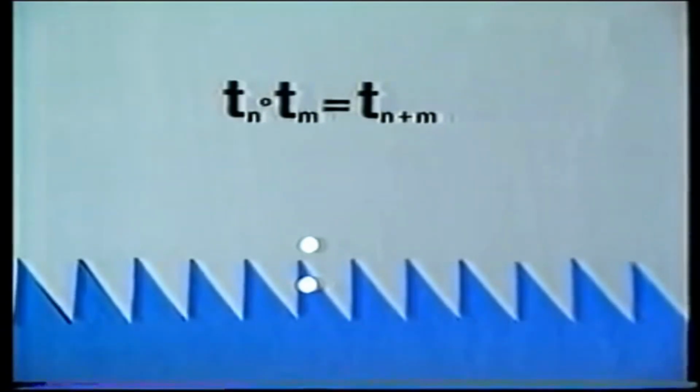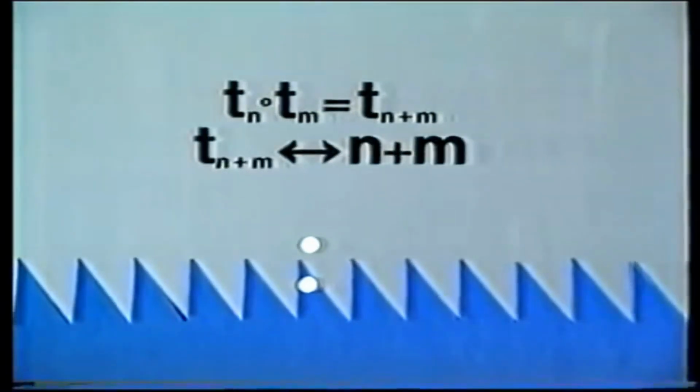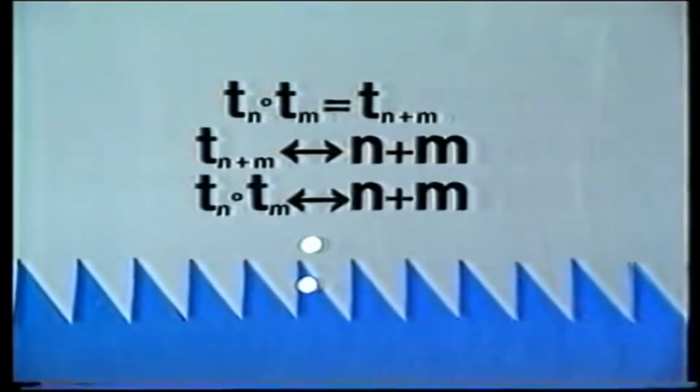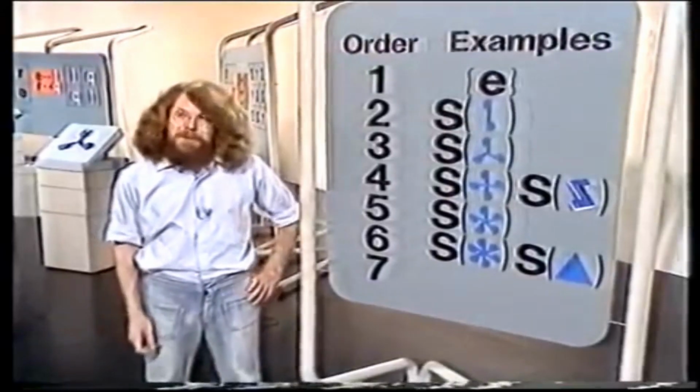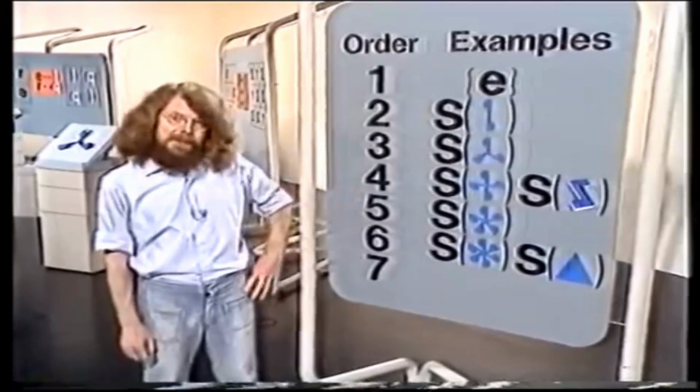That helps us, because we know that T(n plus m) corresponds to n plus m. That's just the correspondence we're testing. But we've just seen that T(n plus m) is equal to Tn composed with Tm. So combining the two, we know that Tn composed with Tm corresponds to n plus m. And that's the result we're looking for. So the symmetries of the saw blade are isomorphic to the integers under addition. So isomorphism works just as well for infinite groups as it did for these finite groups.